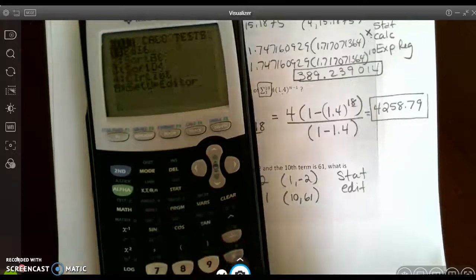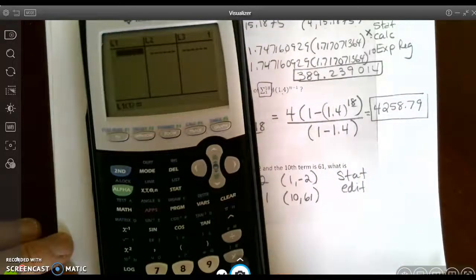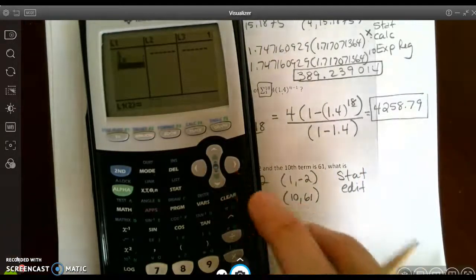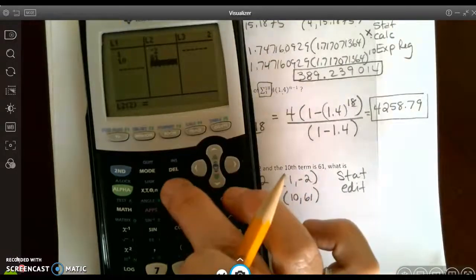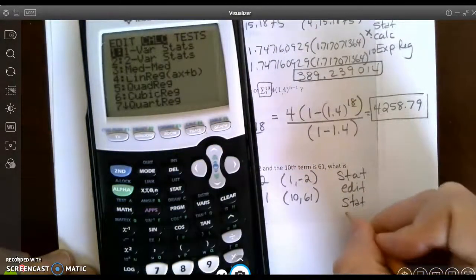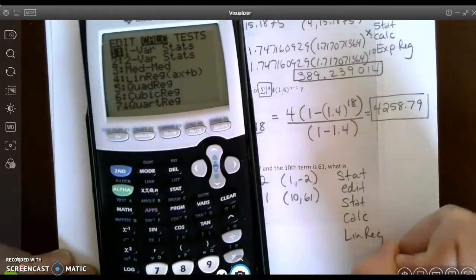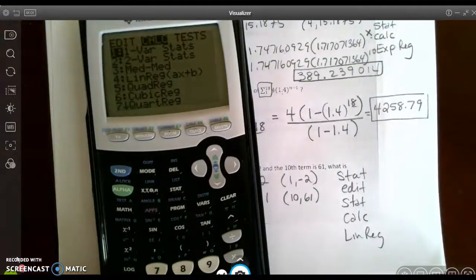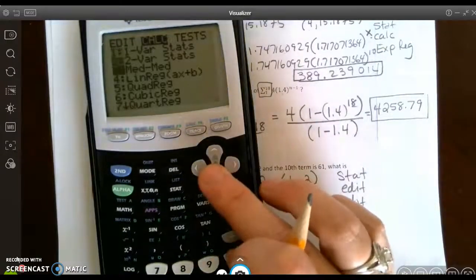Let's go to Stat and Edit. Clear out those columns. So 1 and 10. And I have negative 2 and 61. Stat, Calc. So now I'm going to do Stat and Calc. And I'm going to choose linear regression, because that is arithmetic. Whenever we would simplify our arithmetic explicit formulas and we would distribute and simplify it, it always looked linear. So we're going to go with linear regression.